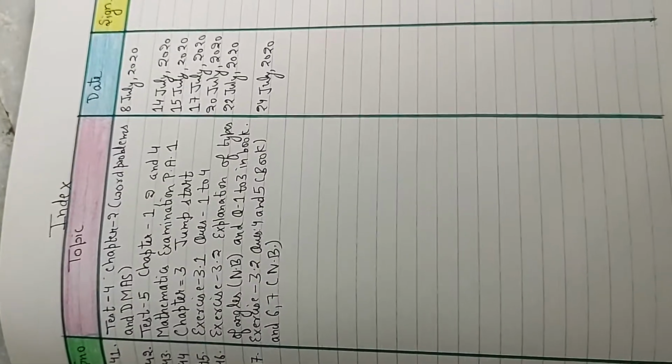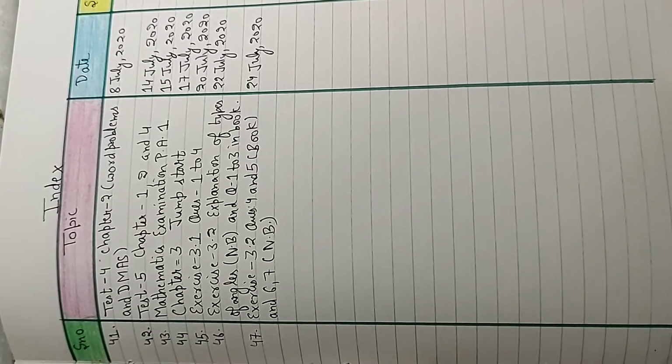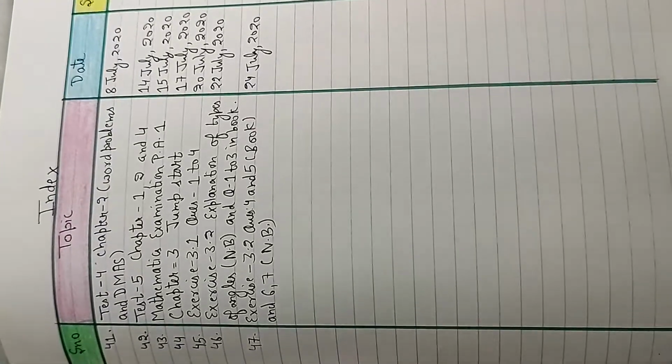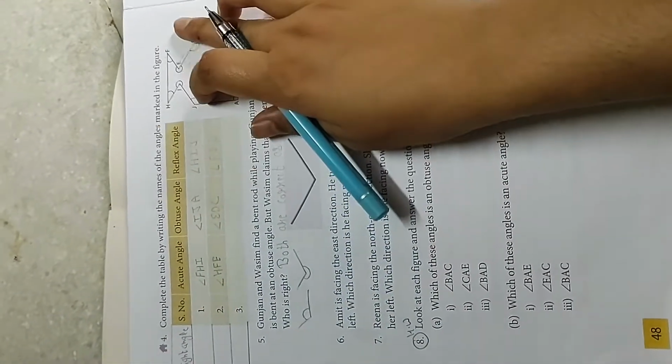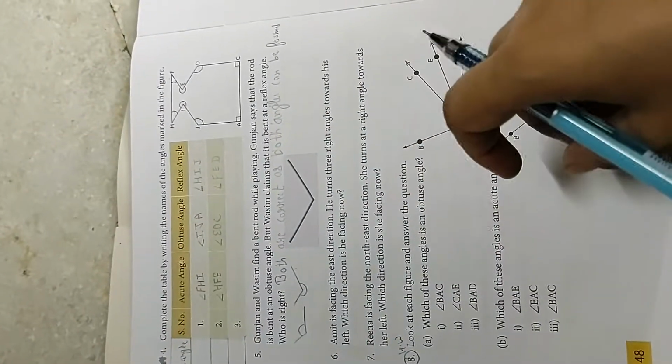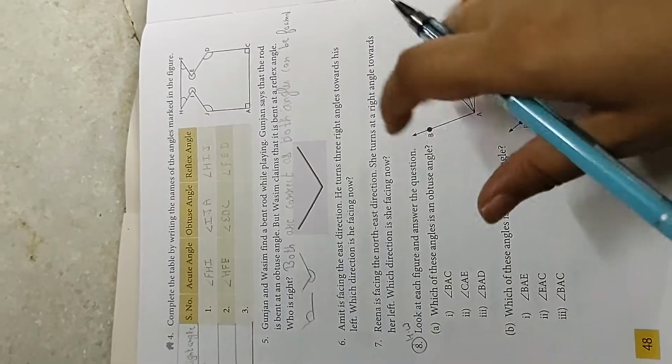Good afternoon everyone. Today we will be doing exercise 3.2 question number 4 and 5 in book and 6 and 7 in notebook. So last time we have discussed all the 5 angles. Complete the table by writing the names of the angle marked in the figure. That was acute, obtuse, right angle, straight angle, complete angle that we have discussed.